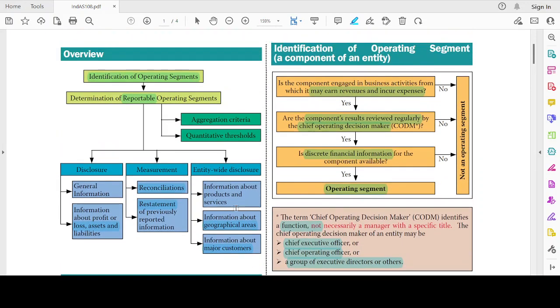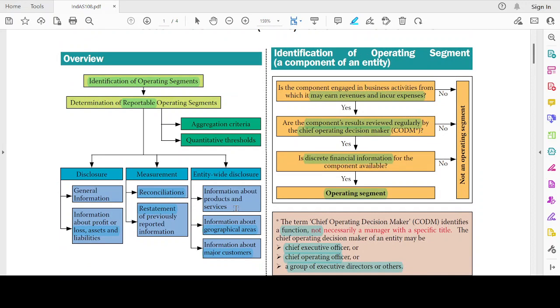Now, let's identify what is a reportable segment. We have to check whether three conditions are cumulatively satisfied. The first one is whether the component, which we have already discussed in SA 600, which means a branch, division, associate, subsidiary, joint venture, or any such similar case, is engaged in a business activity. There should be a business activity which is going to generate revenue or incur an expense.